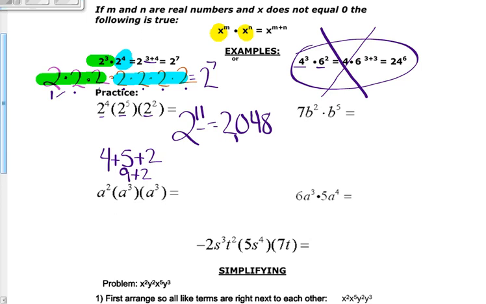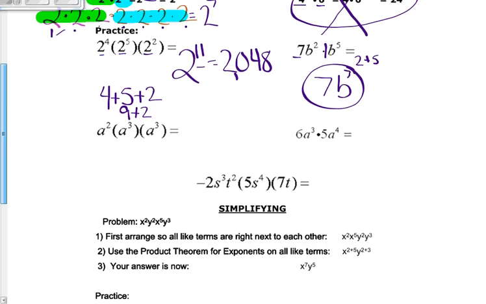So let's look at our next one. If you see here, we have a whole number 7. And remember, when a number is not outside our variable, there's a 1 hanging out there. So 7 times 1 is 7. And there's no variables there, or exponents, I mean. So we're going to leave that the same. Okay? Now we're going to have b as our base, and 2 plus 5 equals 7. So our simplified exponent expression is going to be 7b to the 7th power.